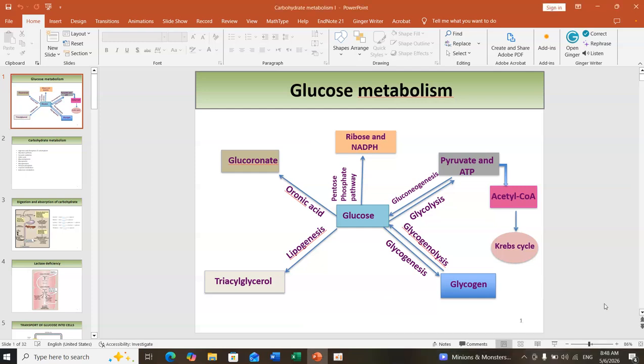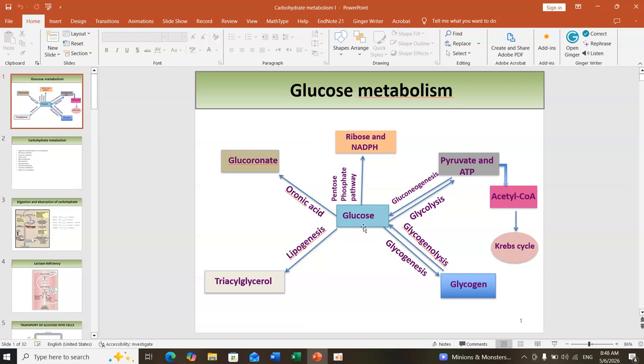Hello dear student, this lecture is about carbohydrate metabolism, which is the second session of the biochemistry course. As you see in the title of this slide, instead of carbohydrate metabolism, I have mentioned glucose metabolism because glucose is the most important carbohydrate. In this schematic picture, you see the major pathways and end products related to glucose metabolism.